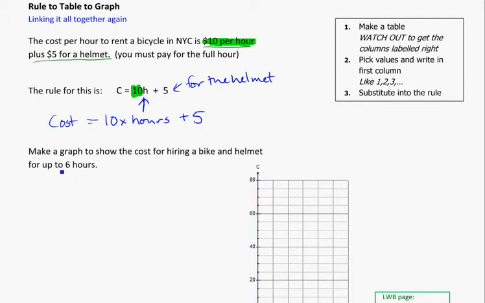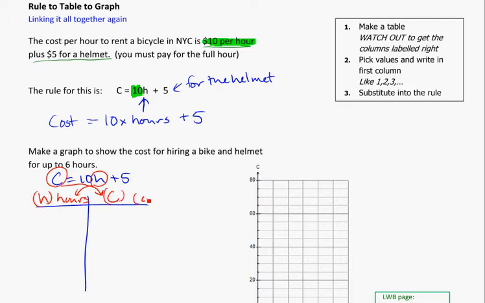So if my rule says C is equal to 10H plus 5, I want you to think really carefully about swapping those locations. So what it equals to goes into the second column, and what you're timesing by goes into the first column. So we'll have H, or hours, and we'll have C, or cost. And so that's what I mean by watch out to get the columns labeled correctly. What you're equal to is always going to be on the right-hand side of the table.